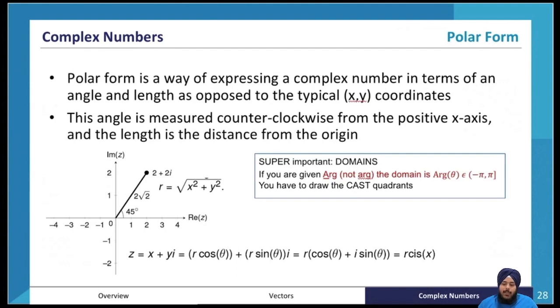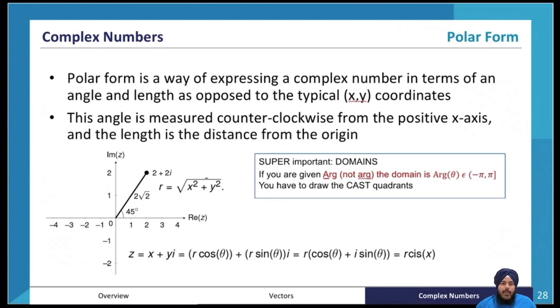Okay, so next, looking at the polar form. This is something brand new for year 12. You probably wouldn't have covered this in year 11. So what is the polar form?